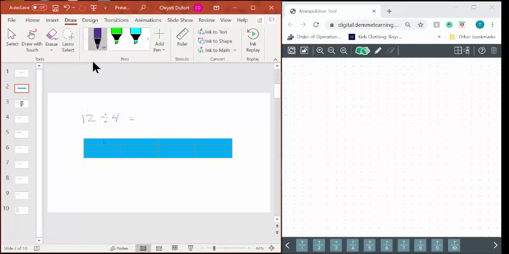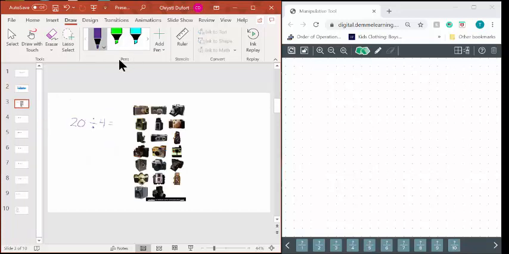We have 1, 2, 3, 4. So this would be one group of 4. This would be two groups of 4, and this would be three groups of 4. So 12 divided by 4 is 3 because we're able to take 4 out 3 times. And I know that's review, just looking at that idea a little bit here.